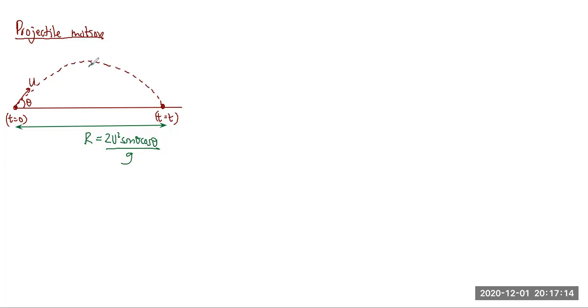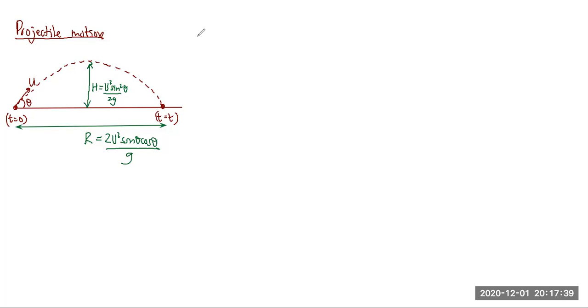And also we derived an equation for capital H. Can anyone remember the equation for capital H? Capital H was equal to what? u squared sine squared theta divided by 2g. This was the equation for capital H. Now we are going to analyze capital R.